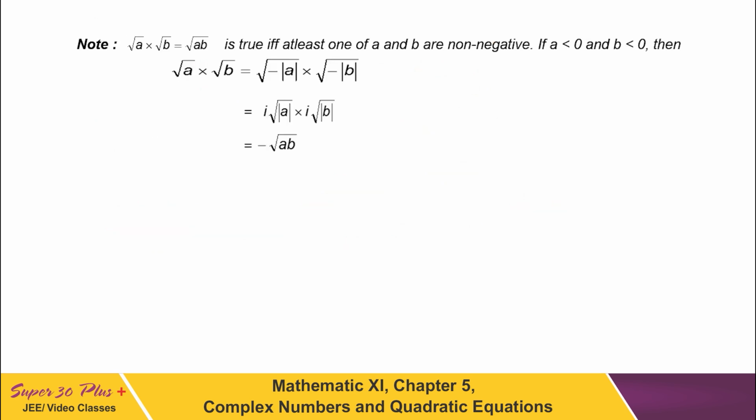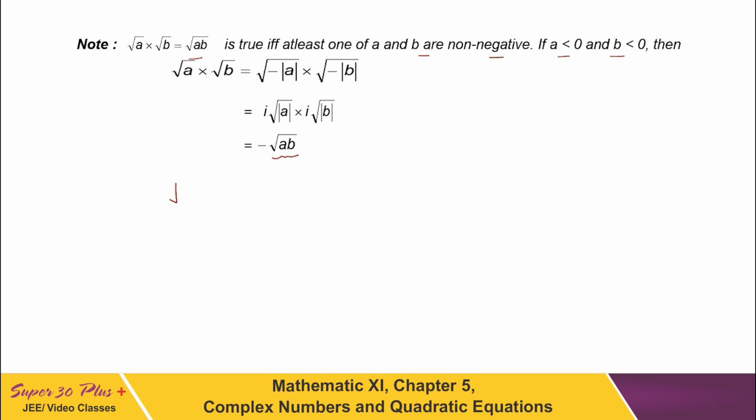One important note is here, root a into root b is equal to root ab is true if at least one of a and b is non-negative. If a is less than 0 and b is less than 0, then you can write root a into root b is equal to minus root ab.